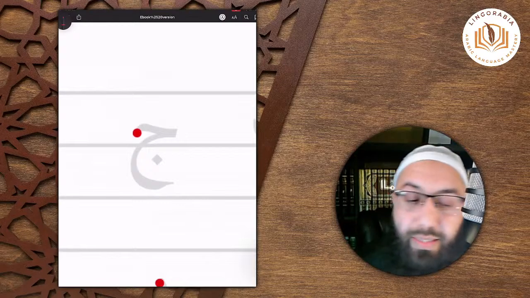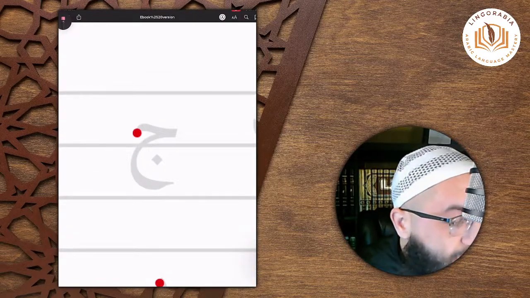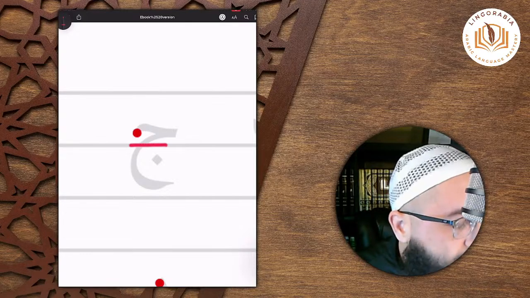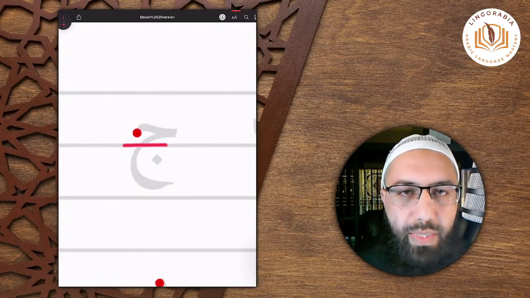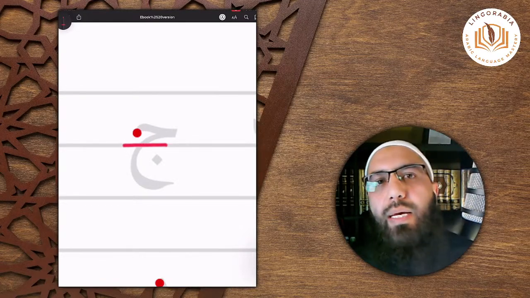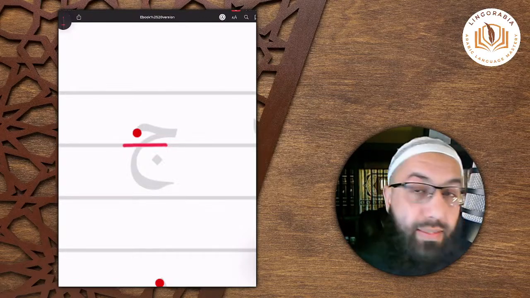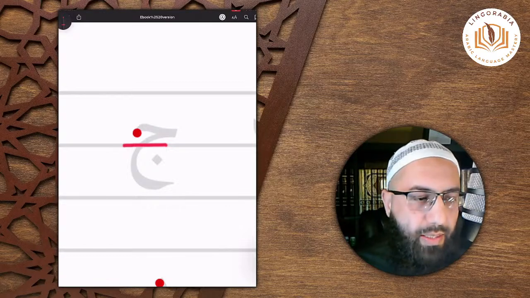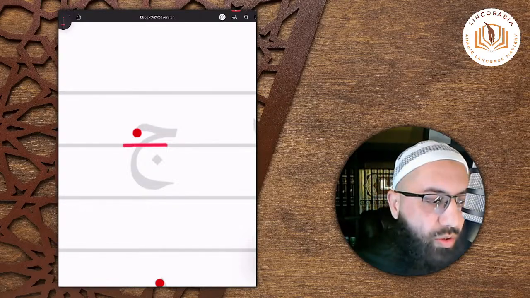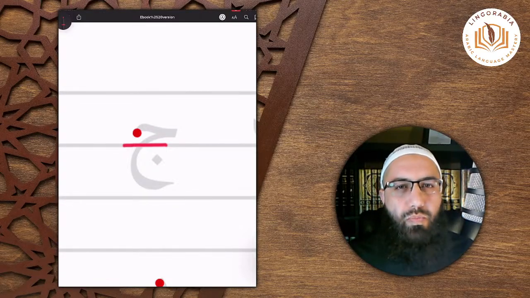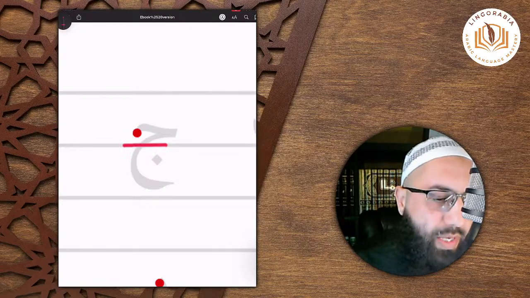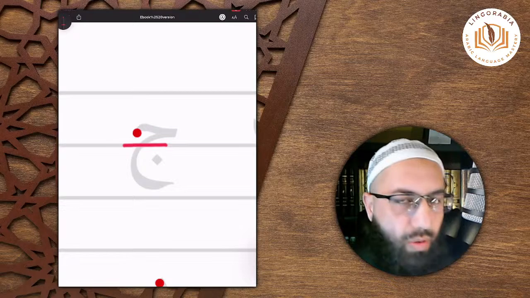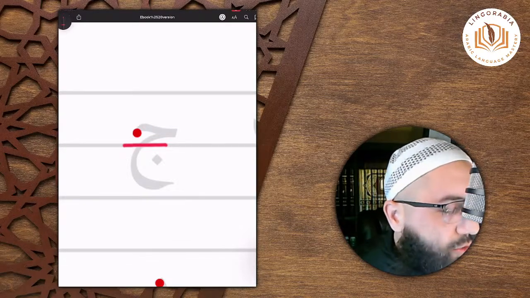Now the first one is the letter Jim. You remember I told you it has 2 parts. This will also be relevant once we see the positioning of these letters in words. In the beginning, middle, or end of the word, you will see that some letters slightly change in shape. That's why I'm saying this to you. So you got 2 parts.